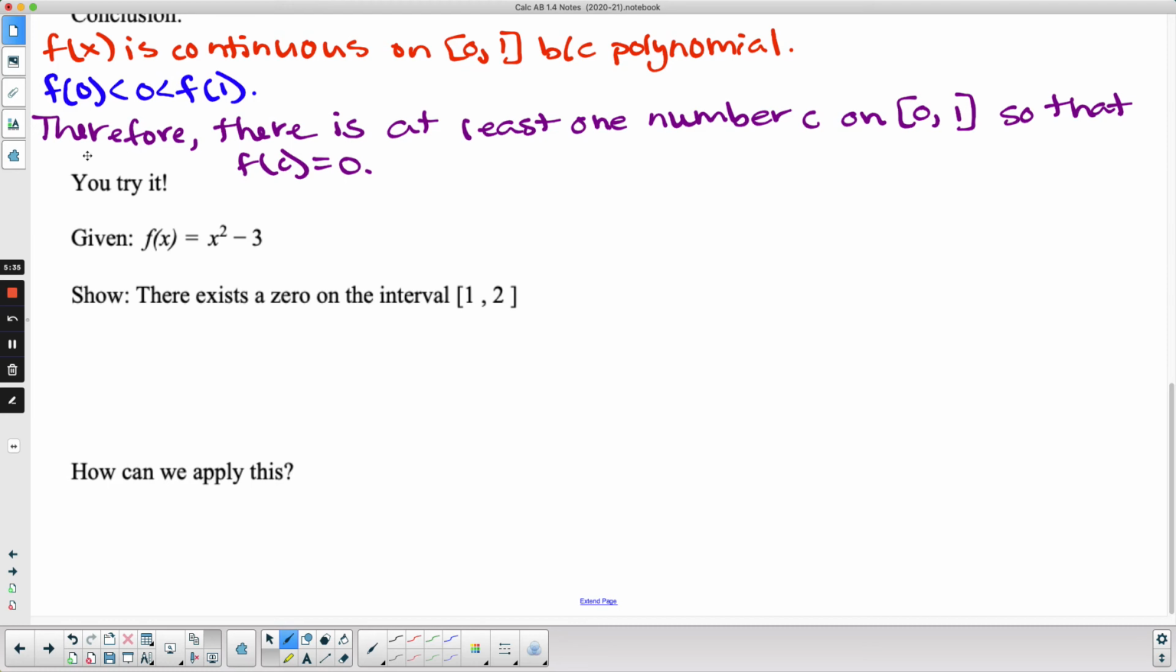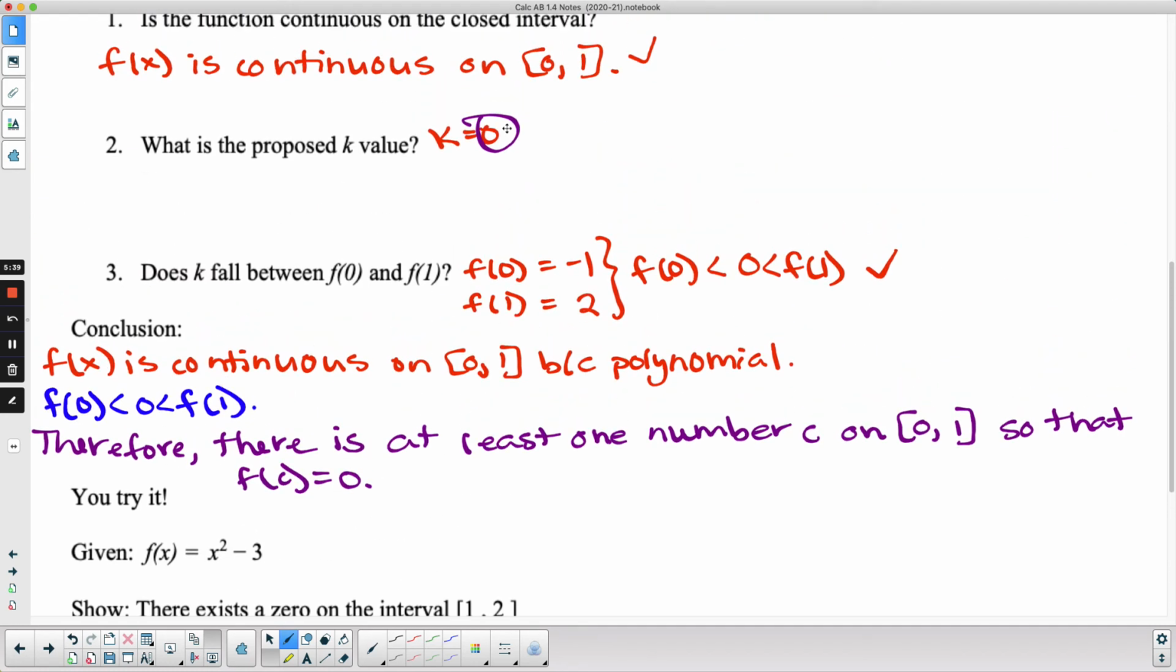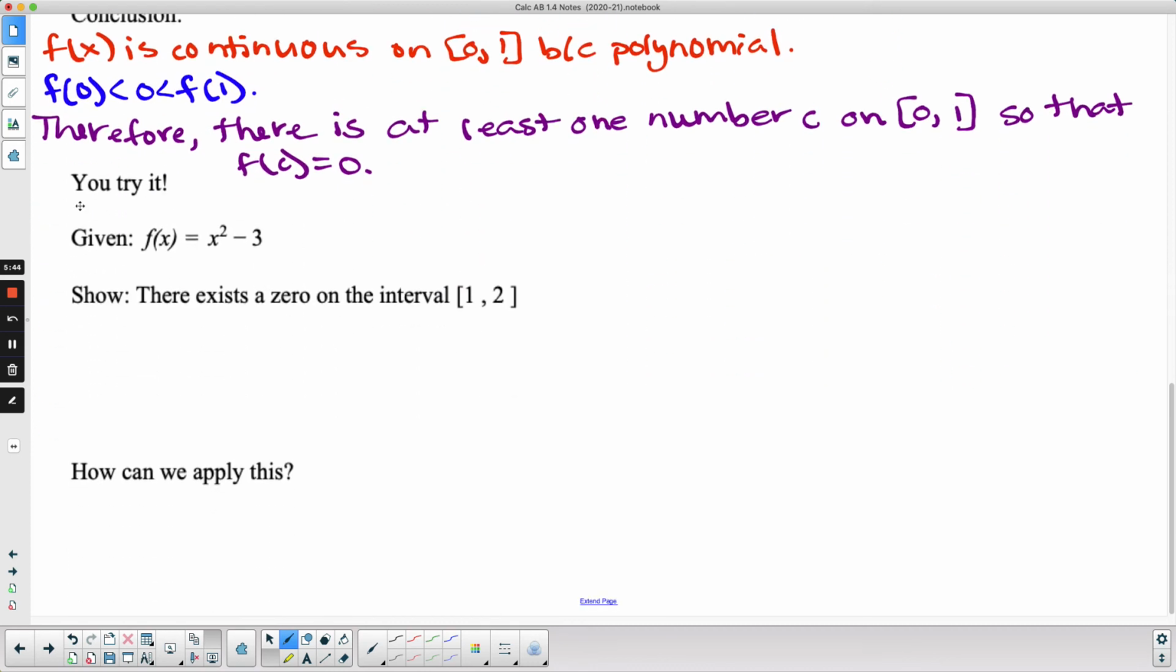All right, so why don't you see if you can give it a try? See if you can answer these 3 questions first, and then write the conclusion for this example. So pause here and give that a try.